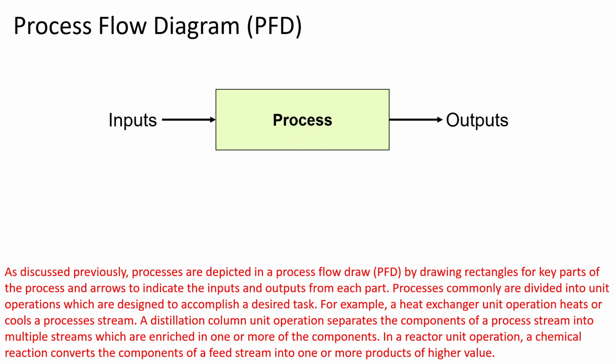Processes commonly are divided into unit operations, which are designed to accomplish a desired task. For example, a heat exchanger unit operation heats or cools a process stream. A distillation column unit operation separates the components of a process stream into multiple streams, which are enriched in one or more of the components. In a reactor unit operation, a chemical reaction converts the components of a feed stream into one or more products of higher value.